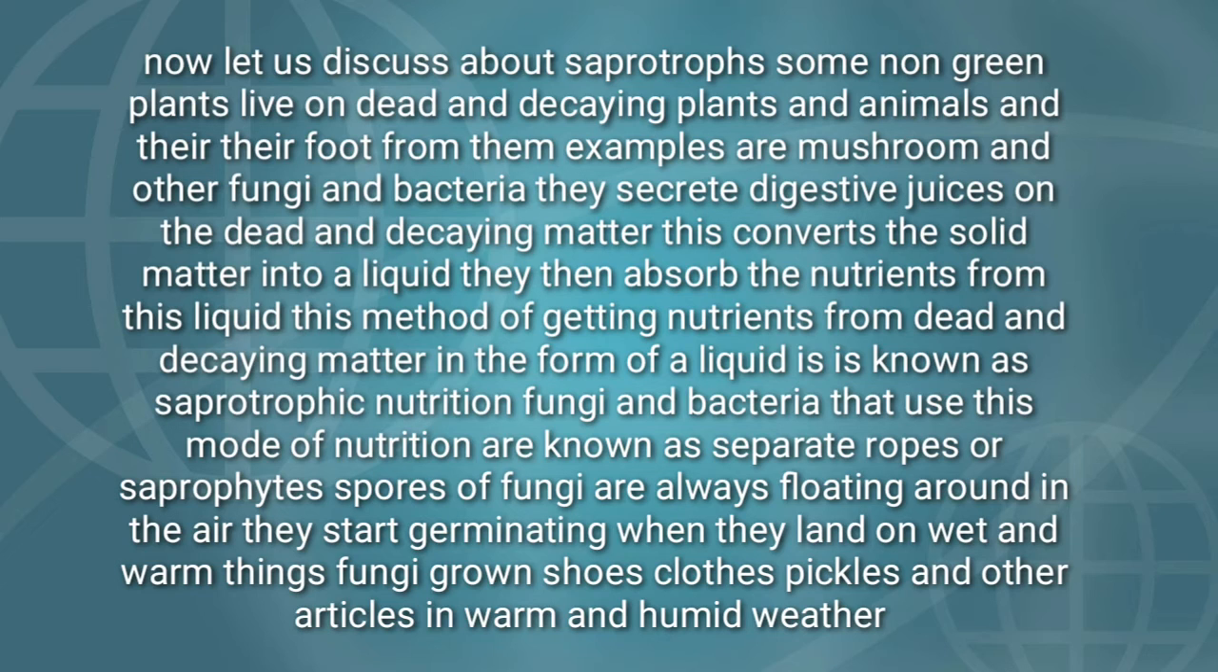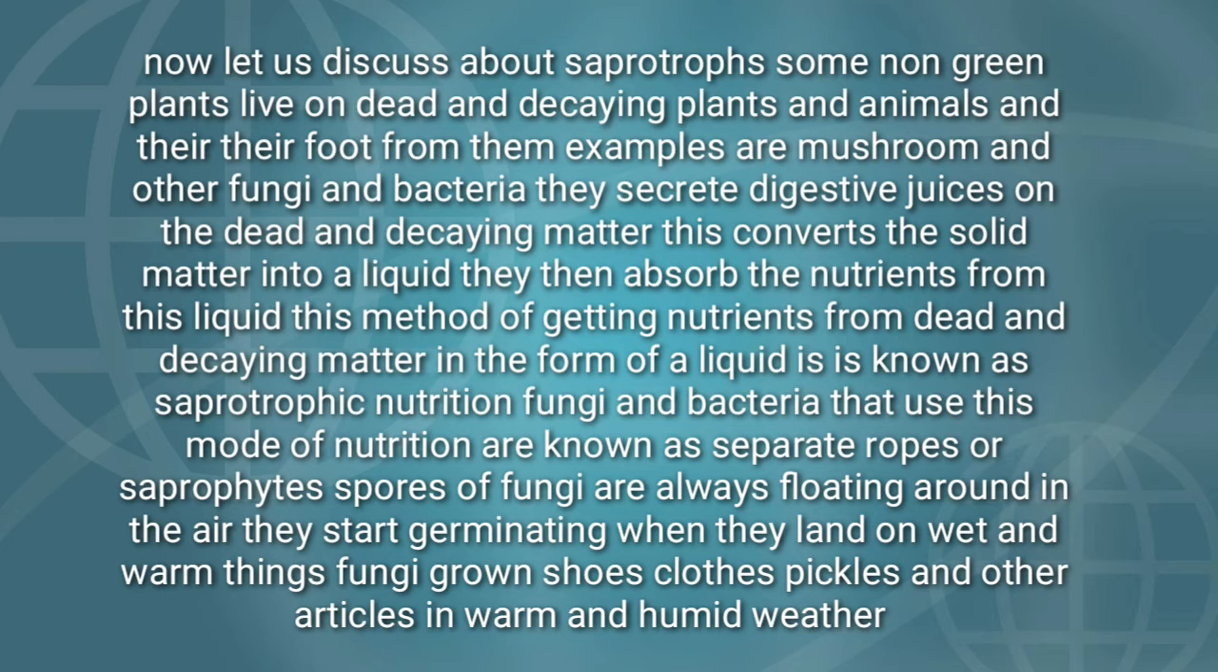Some non-green plants live on dead and decaying plants and animals and derive their food from them. Examples are mushrooms and other fungi and bacteria. They secrete digestive juices on the dead and decaying matter. These juices convert the solid matter into a liquid. They absorb the nutrients from this liquid.